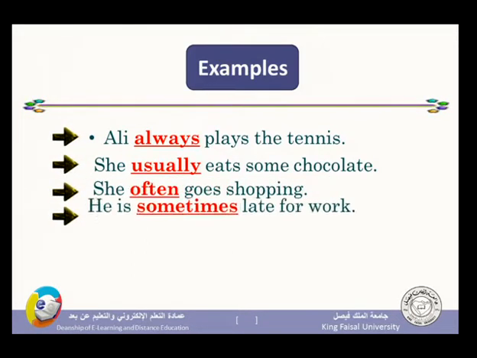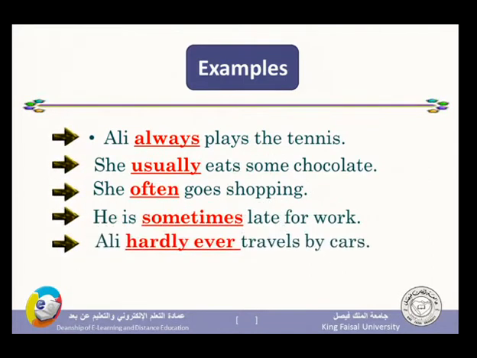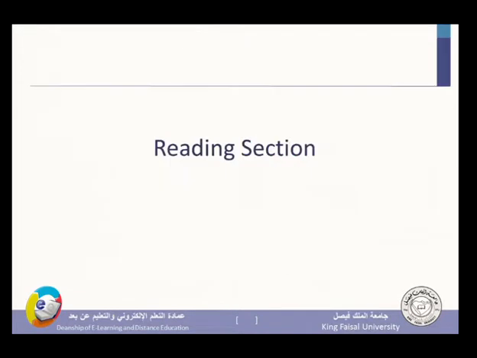She often goes. He is sometimes... notice sometimes comes after the auxiliary is, not before it, like we do once we have a main verb. Ali hardly ever travels by car. In other words, hardly ever comes as an adverb before the main verb, which is travels. He never smokes a cigarette.